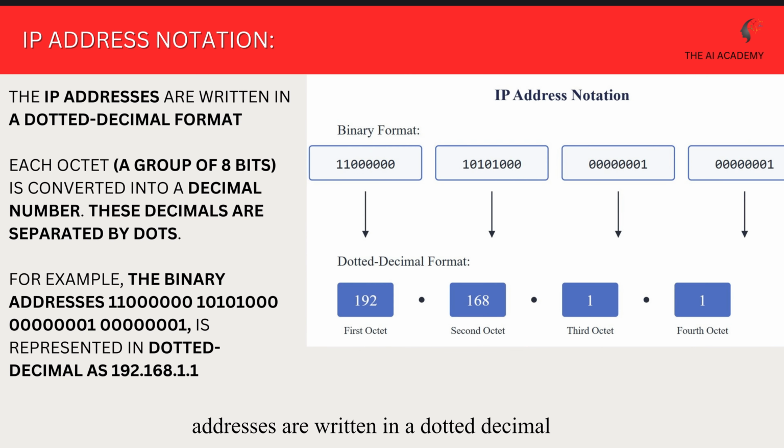The IP addresses are written in a dotted decimal format, where each octet, a group of 8 bits, is converted into a decimal number. These decimals are separated by dots. For example, the binary address 11000000 10101000 00000001 00000001 is represented in dotted decimal as 192.168.1.1. This format is easy for humans to read and interpret compared to binary.